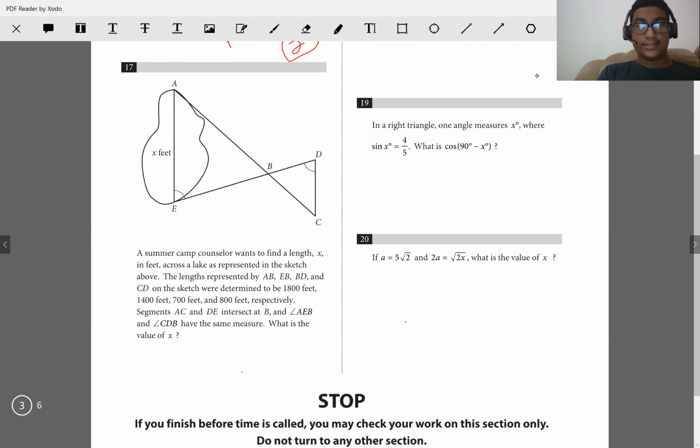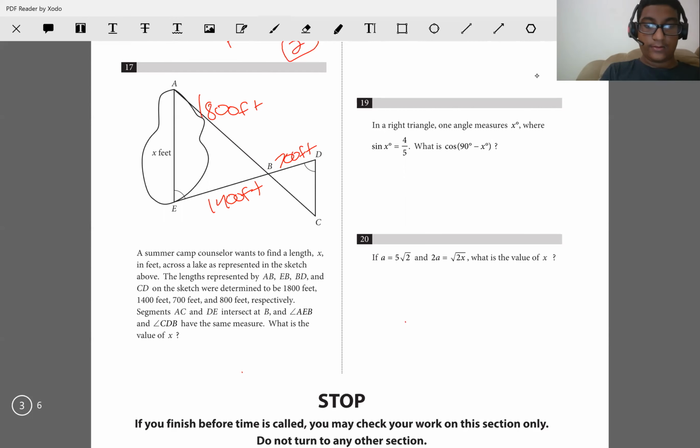So we're trying to solve for this side, right? But let's plug in the information we already know. Also, I don't know if you guys noticed already, but you can write on your test booklet, which is very helpful for diagrams like this. So first AB, that is 1,800 feet. Then I'm not going to write feet anymore, I'm just going to write the number. And then EB is 1,400 feet. Next, BD is 700 feet. And finally, CD is 800 feet.